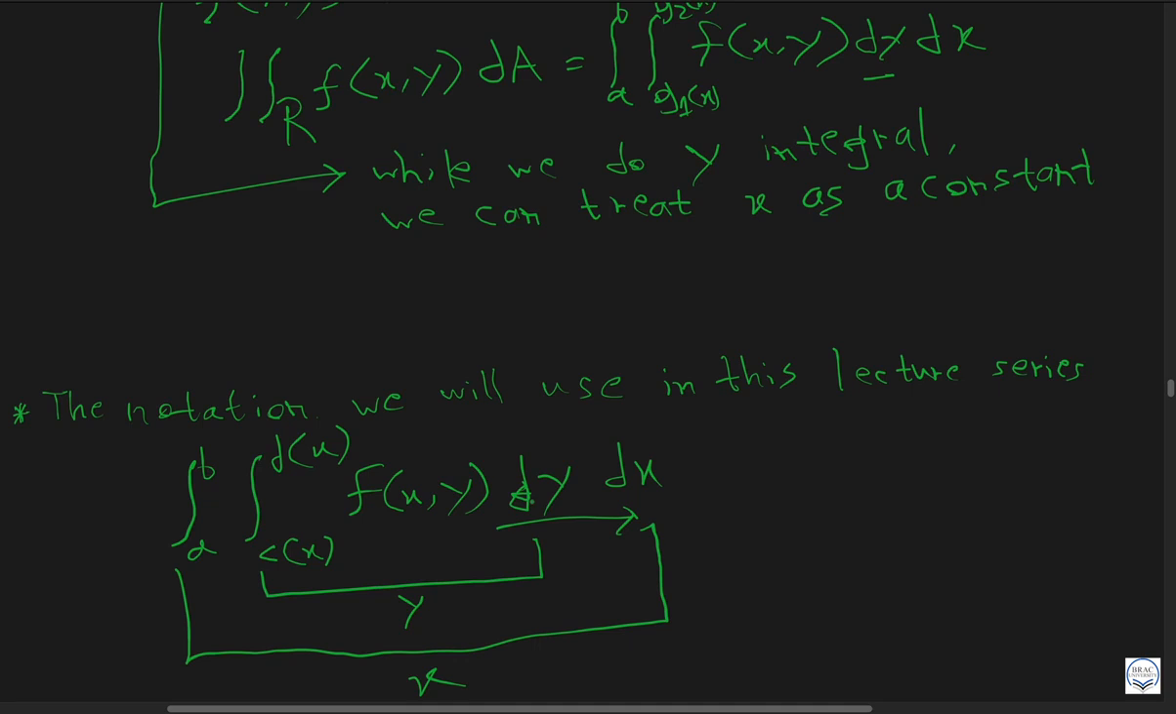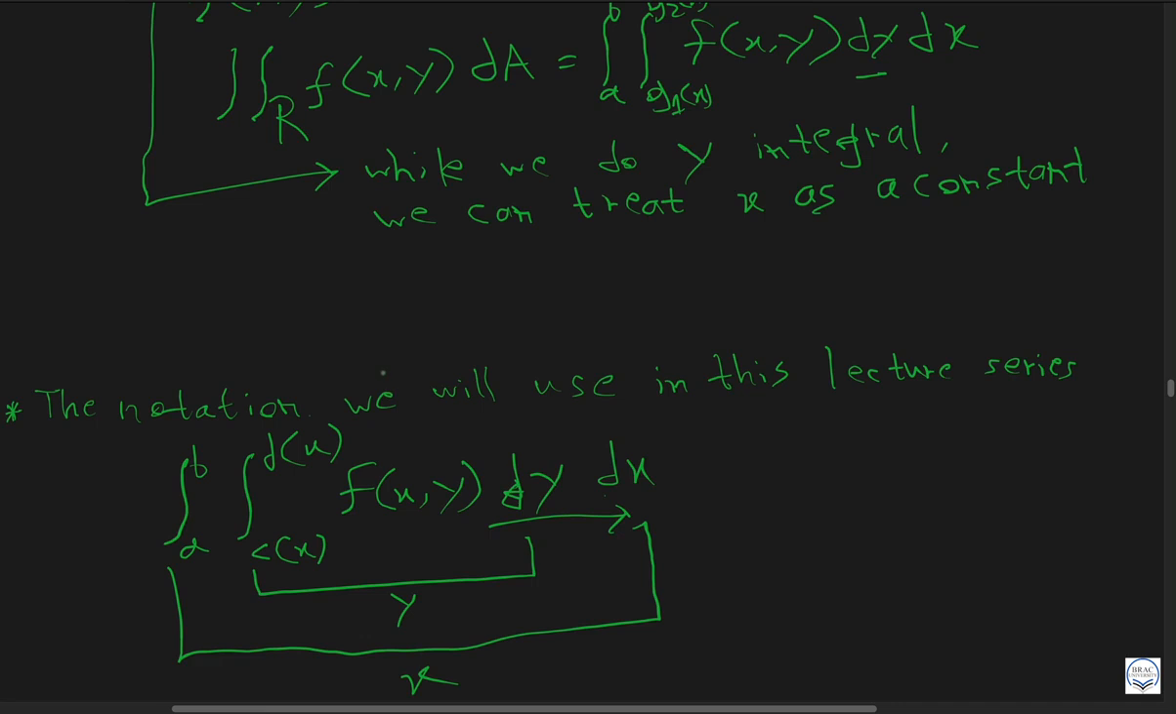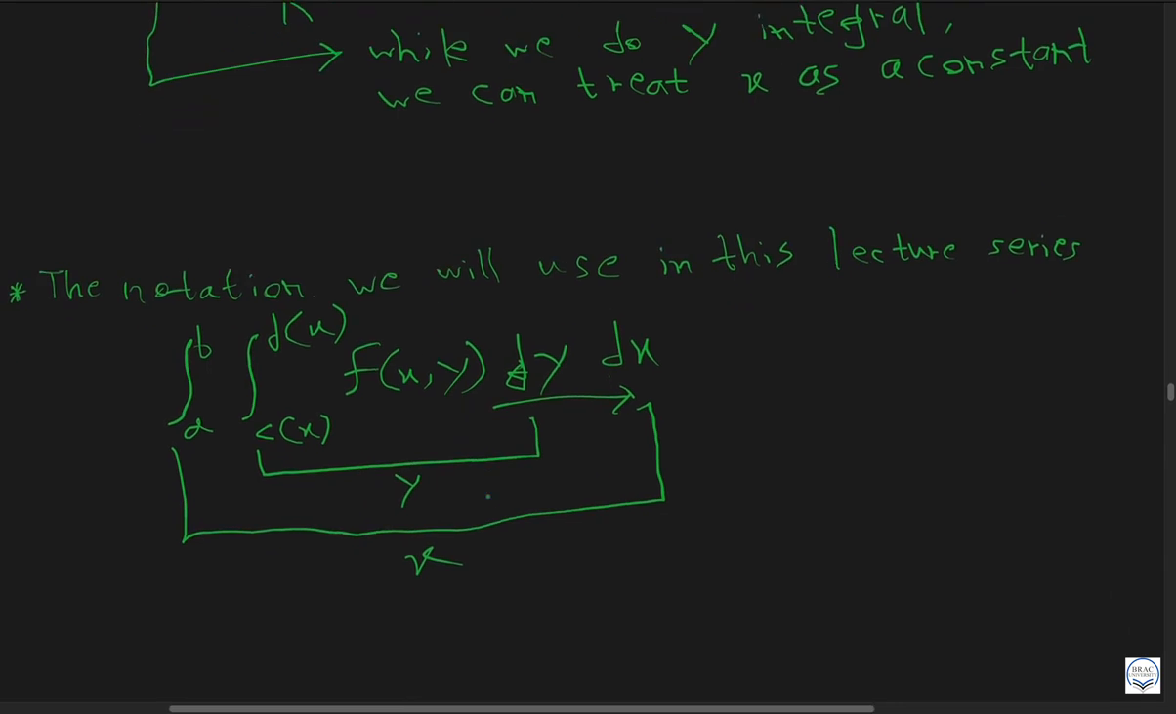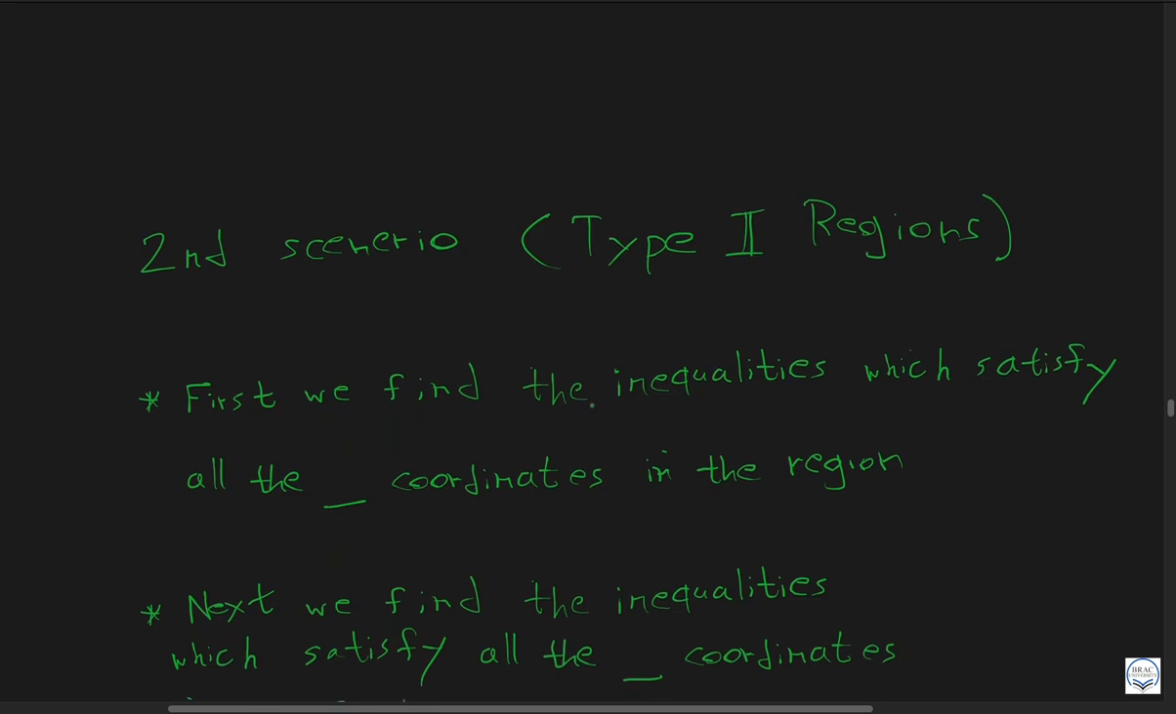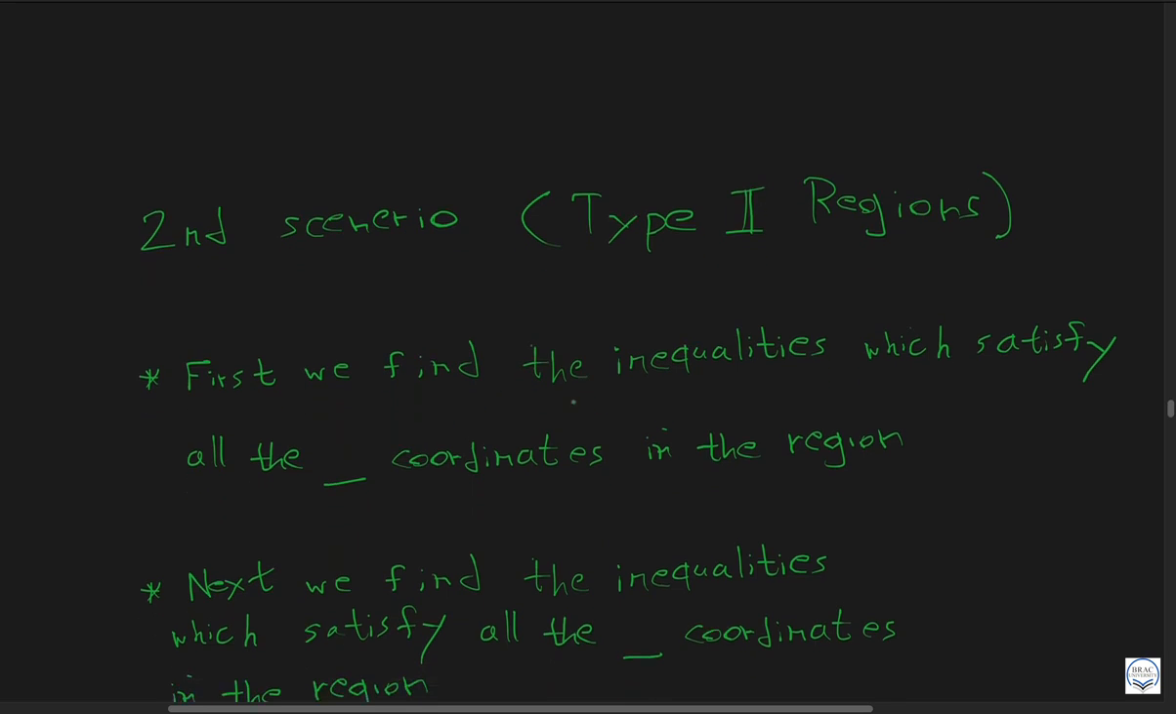And the notation that we'll use in this particular lecture series is that we'll always do the inner integral first. Like here, we have a double integral of f of x y. The first integral that we'll do is with respect to y, and the second integral which we'll do will be with respect to x, because it's going from inner to outer. Whichever notation we use, the value of these integrals is almost always a number.